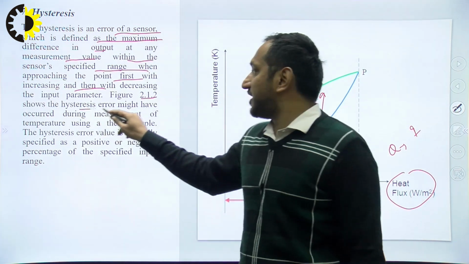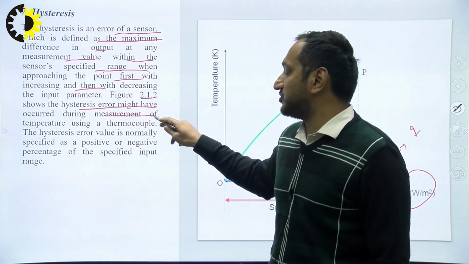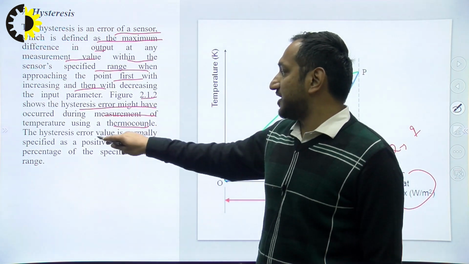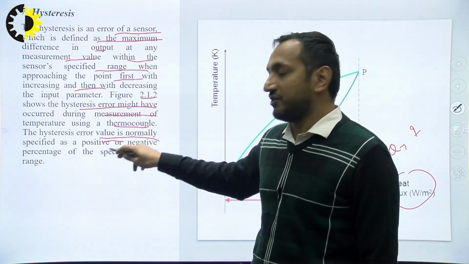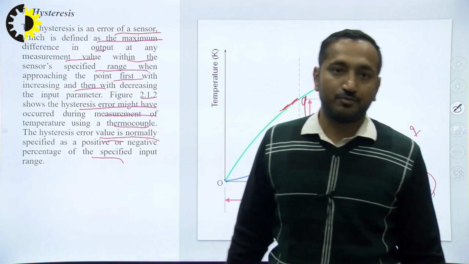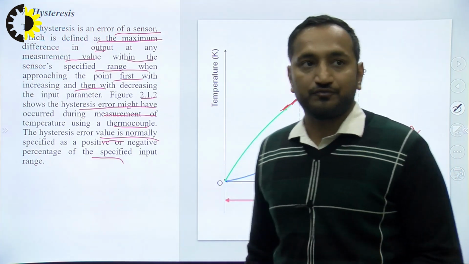The figure shows the hysteresis error that might occur during the measurement of temperature using a thermocouple. The hysteresis error value is normally specified as a positive or negative percentage of the specified input range. So it can be a positive value or it can be a negative value.